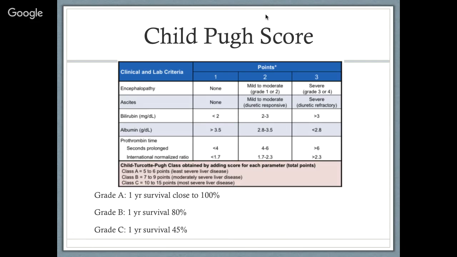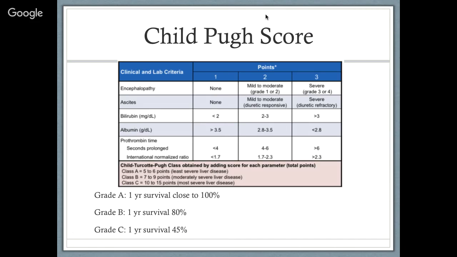Does anyone know which patients or which grade you'd be most likely to give a liver transplant to? C. Good thought. Yeah, it's actually B. And the reason why is we unfortunately do a bit of a cost-benefit analysis. So we want to give the liver to the patient who's going to get the most life out of it. So it's almost a balance between the patients who are sick but well enough to be able to tolerate a liver transplant. So Child Pugh score B are the ones that we typically give the liver transplants to.